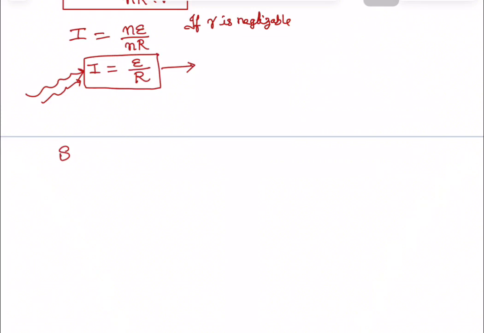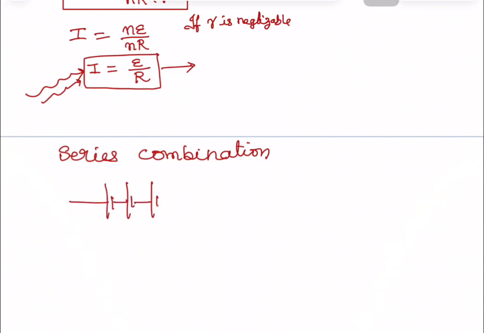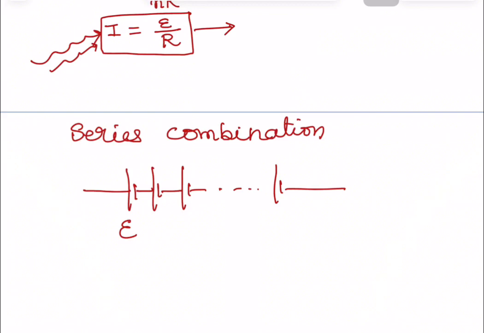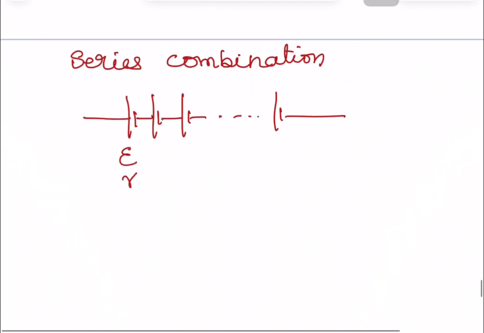Now, let us take up another case when the cells are connected in series. In this case also, assume that all the cells have the same EMF and the same internal resistance. So write the cells in series. Let there be n number of cells, each having the same EMF E and the same internal resistance r.